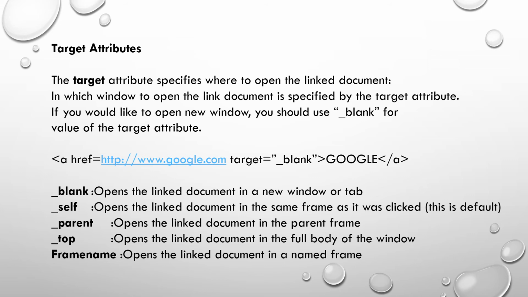There are totally 5 types of target attributes. Under that, the first one, _blank, opens the linked document in a new window or a new tab. The second one, _self, is the default one. It means it opens the output in the same window. Next, the third one, _parent, opens the linked document in the parent frame. The fourth one, _top, opens the linked document in the full body of the window. And the last one, framename, opens the linked document in a named frame.